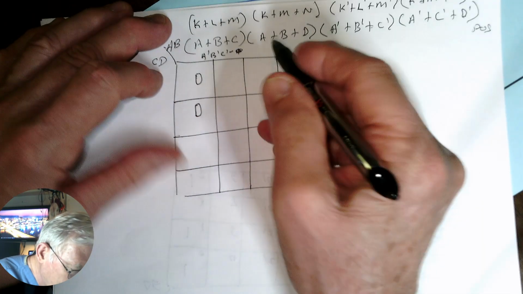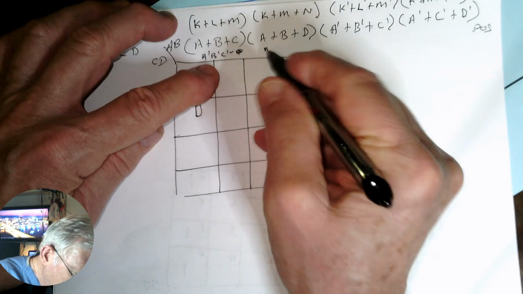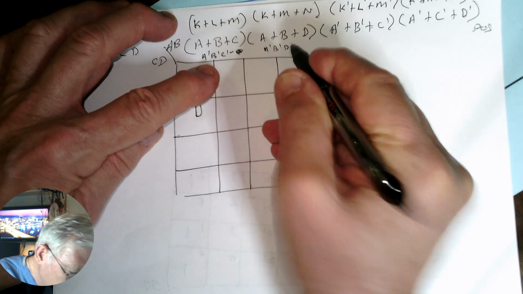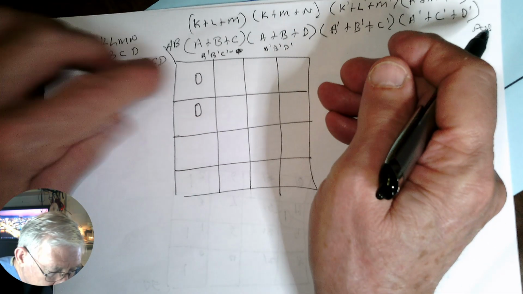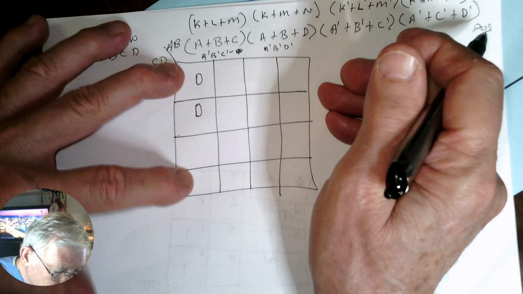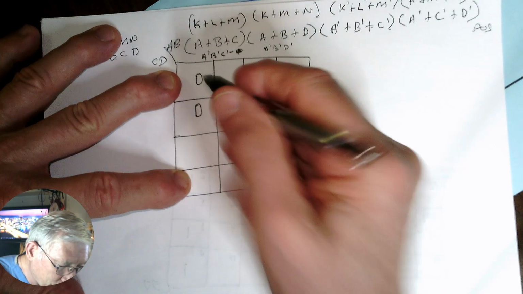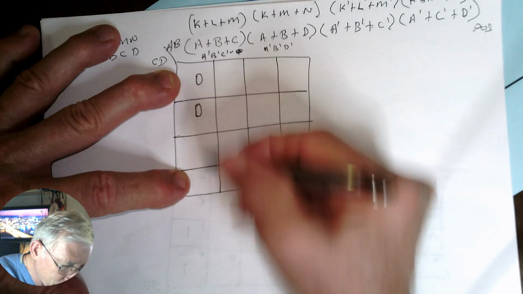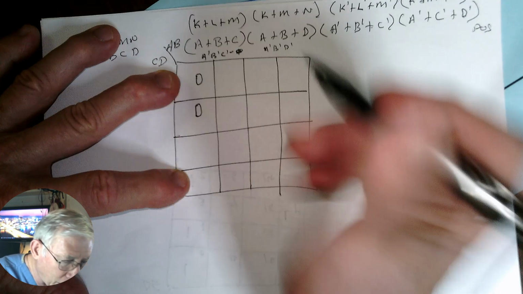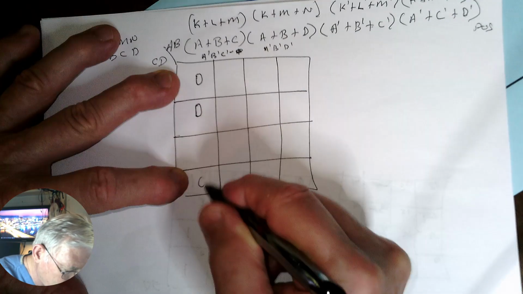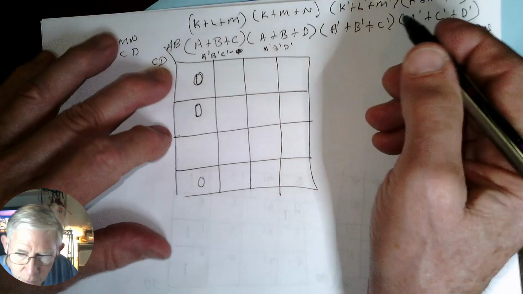Then we have A, B, D, so that's just going to be A prime, B prime, D prime. That would be these two boxes, this one up here and this one down here, because A prime, B prime is this whole column, but D prime is the bottom row and top row. But I don't plot ones, I plot zeros. I already have a zero there, so I don't have to do any more.